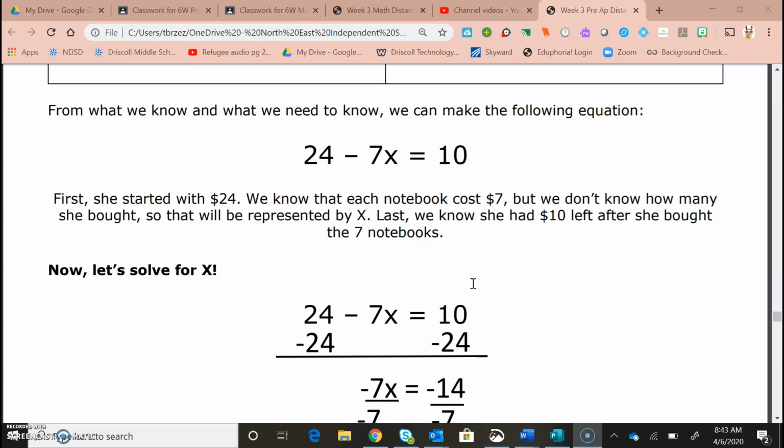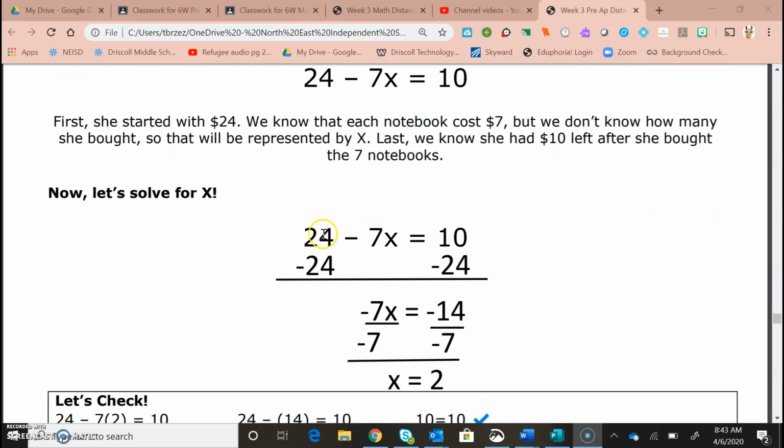Now finally, we're going to solve for x. First step, we're going to subtract 24 from both sides, which will leave us with negative 7x equals negative 14. Since we have multiplication here, the opposite is going to be division. So we're going to divide both sides by negative 7, which will get us to x equals 2. Did you notice when I divided two negative numbers, I got a positive number? Don't forget our integer rules, okay?